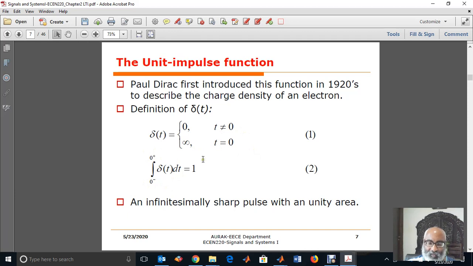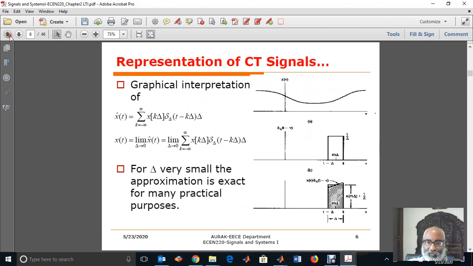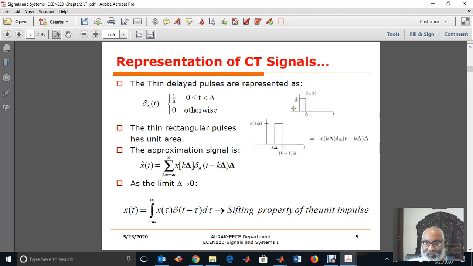The integral of Dirac t dt is equal to 1. So the integration result is 1 because of this. If you find the area of this rectangular pulse having an amplitude 1 over delta and duration delta, of course the area of this will be 1, or the integration from minus infinity to infinity will be 1.